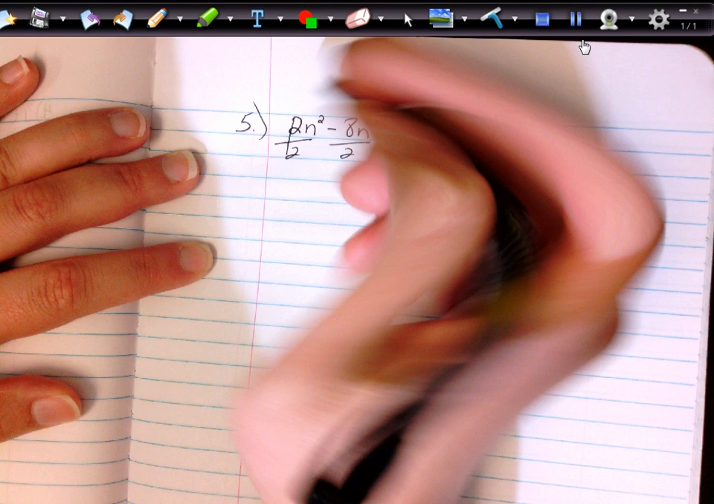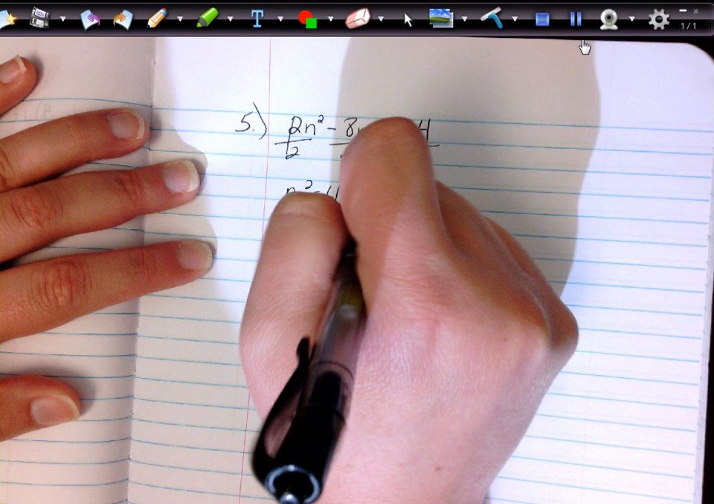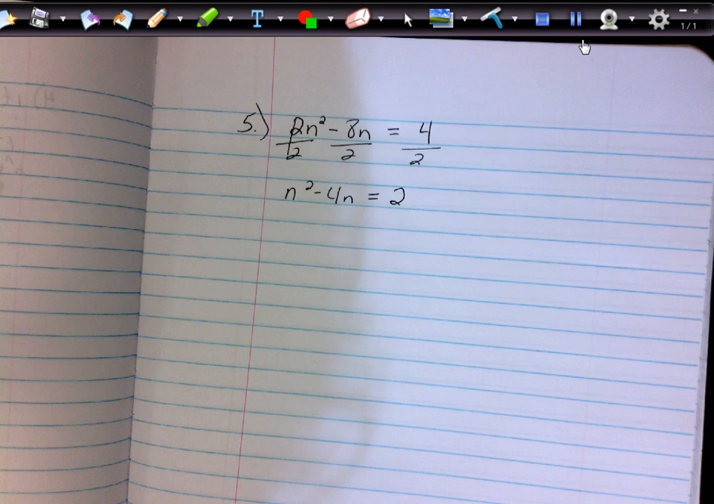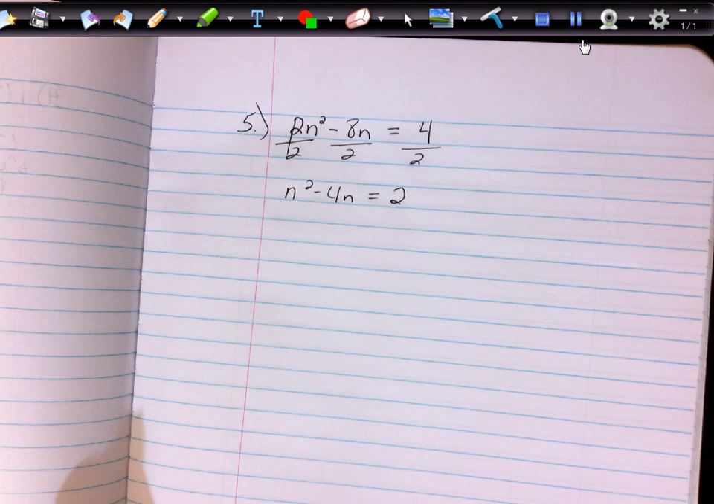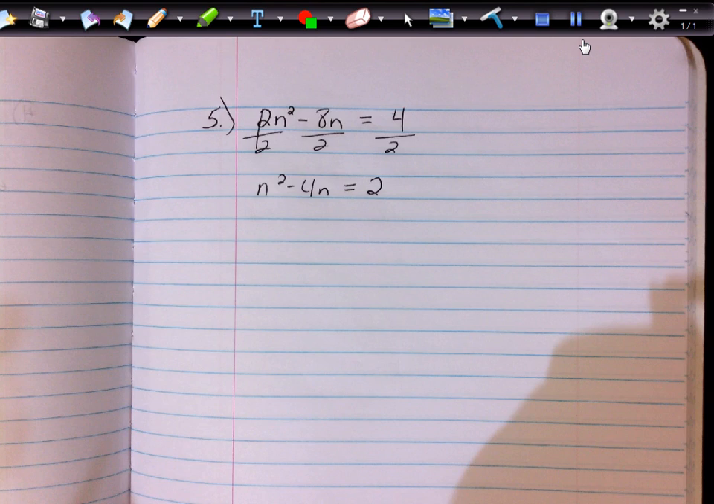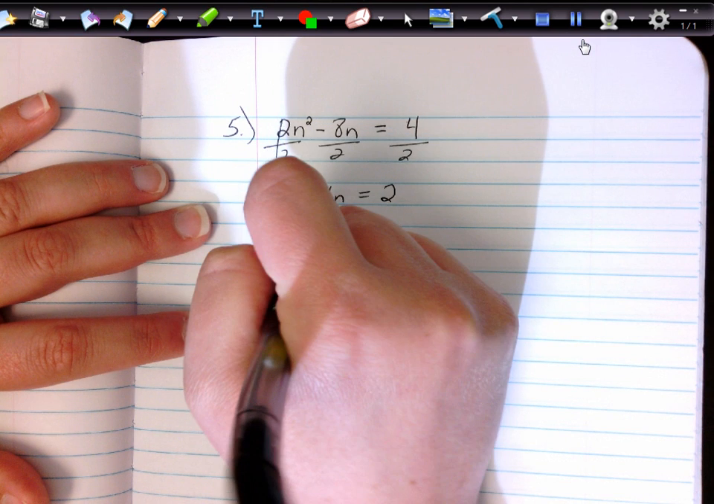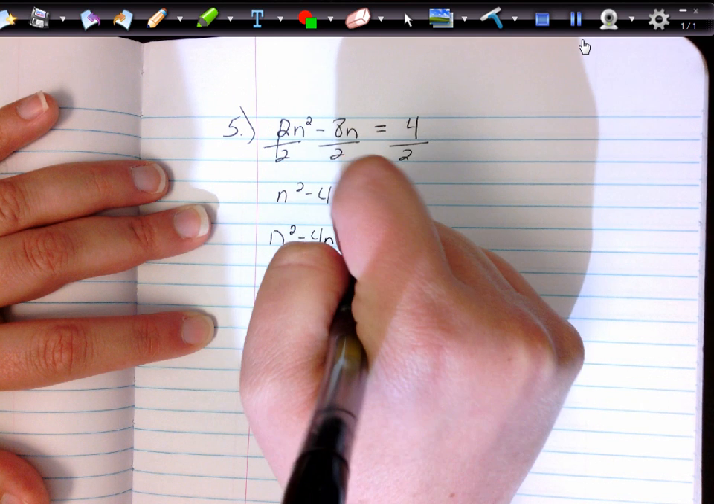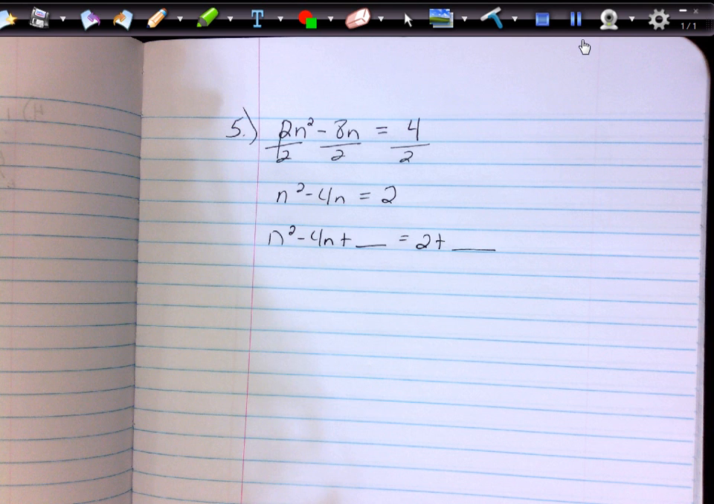It's going to cancel here, and I end up with n squared minus 4n equals 2. Now it looks exactly like the other problems that I've done, but you have to make sure with the method of completing the square that that a is a 1. So now I'm going to go through and find my perfect c, or the c for my perfect square. So I'm going to say plus blank equals 2 plus blank.